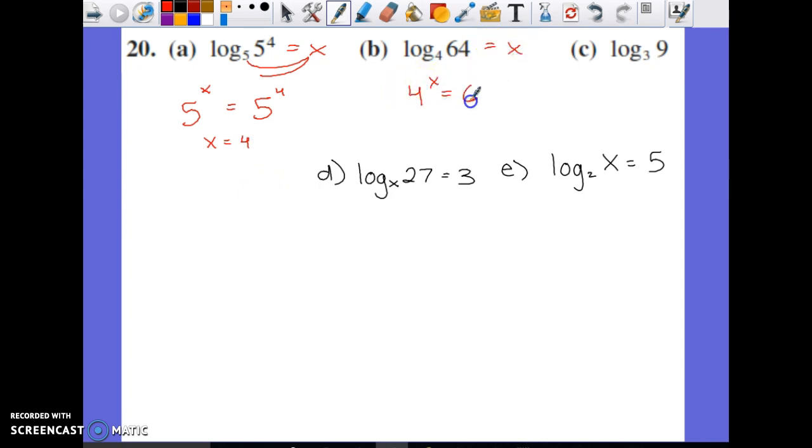Again, put x. 4 to the x equals 64. 4 cubed is 64, so x has to be 3. 3 to the x equals 9. x has to be 2, because 3 squared is 9. Alright, 2 more. I hope that by this point you're pausing the video and trying these on your own. x to the 3rd is 27. x has to be 3, because 3 cubed is 27. 2 to the 5th equals x. Switch this one up on you a little bit, making you solve for something different. 2 to the 5th is 32.